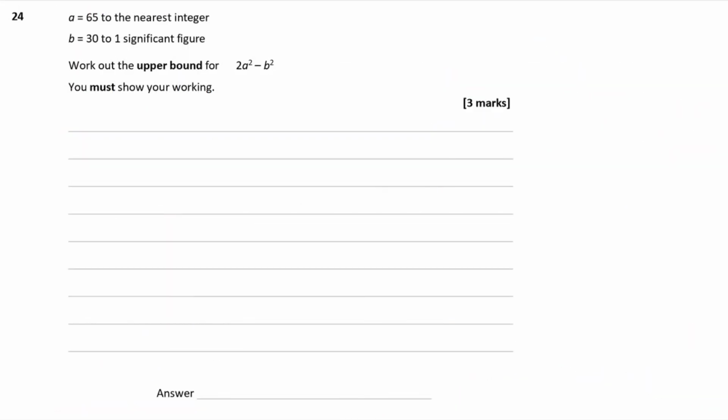Question 24. A is 65 to the nearest integer. B is 30 to one significant figure. Work out the upper bound of 2a squared minus b squared. You must show your working. Okay. Right, so imagine a number line.